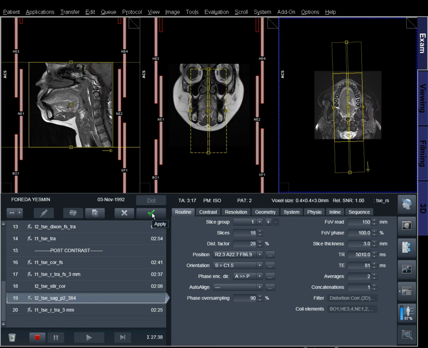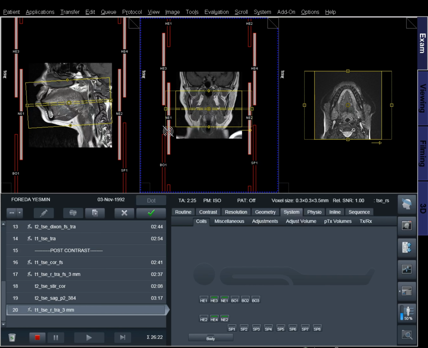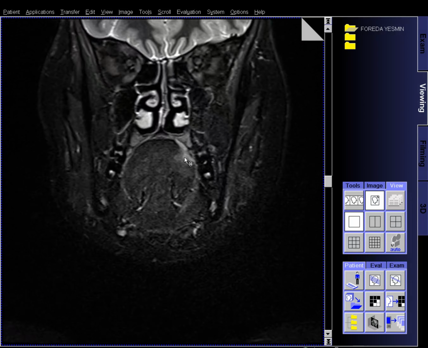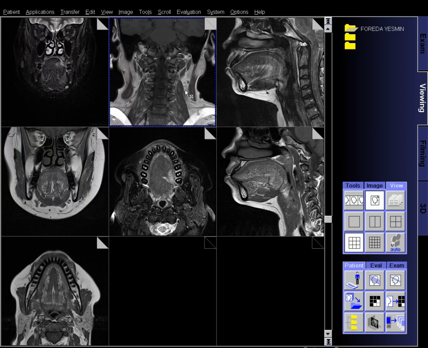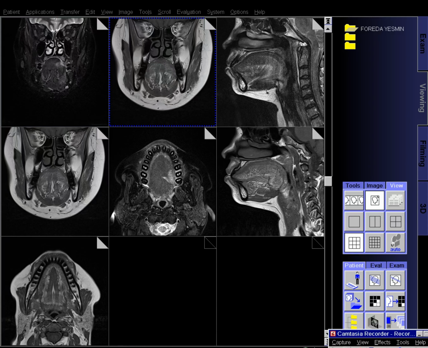Coronal plane. In this plane, the face is viewed from the front to the back, as if we are looking straight into the face. Here we can clearly observe the eyes, sinuses, nasal cavity, and the inner structures of the jaw. This view is extremely important for detecting sinus infections, polyps, or tumors of the face.